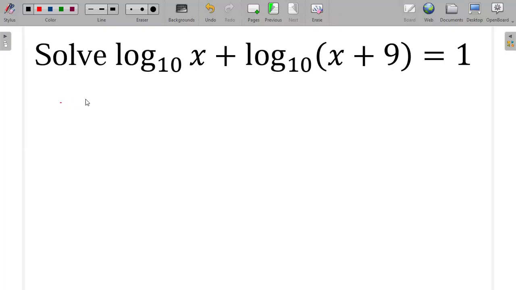So most students lose marks on log questions like this. Let me show you the correct way in which to do it.